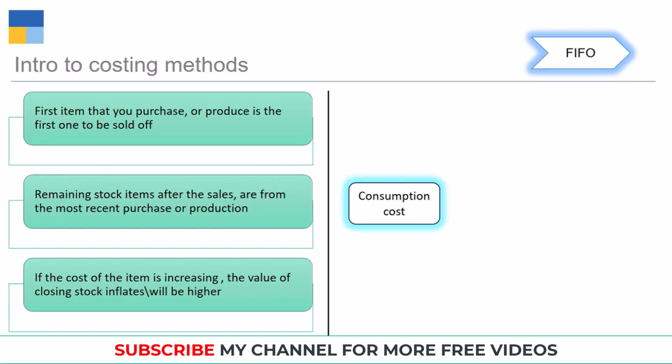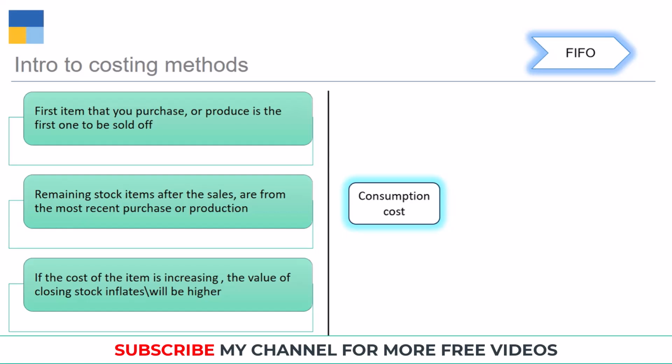First item that you purchase or produce is the first one to be sold off, as mentioned earlier. So this comes under FIFO, first in, first out. Next, second point, remaining stock items after the sales are from the most recent purchase or production. It means that whatever latest you have purchased, that is still going to be there in your stock, okay? And the one which you have purchased earlier will be sold first. So this point means actually that.